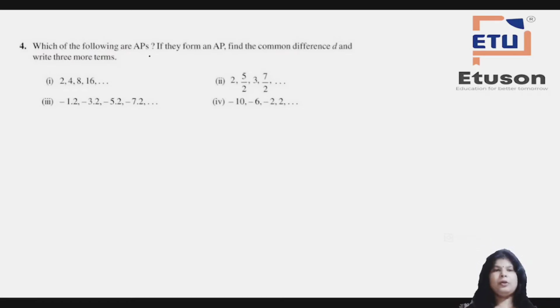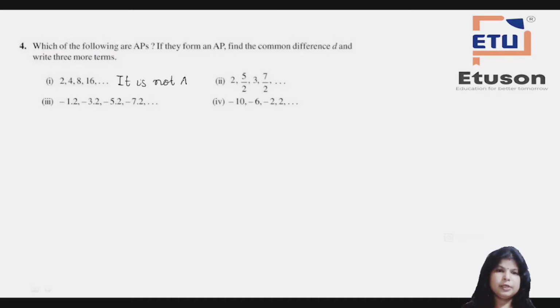Which of the following are APs? If they form an AP, find the common difference D and write 3 more terms. Okay, very easy. So just check it with the first term. So you have 2, 4, 8, 16. Right? So just check it here. 4 minus 2 is 2. 8 minus 4 is what? Is it 2? No, it is 4. 16 minus 8 is 8. So it is not an AP.